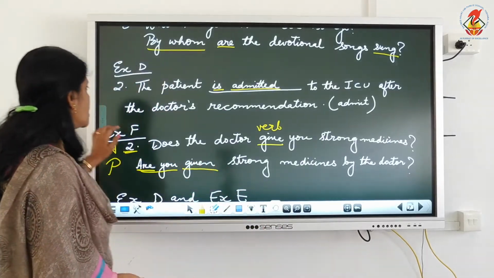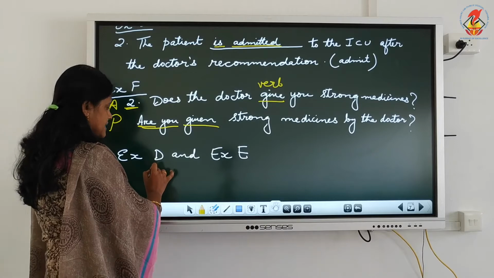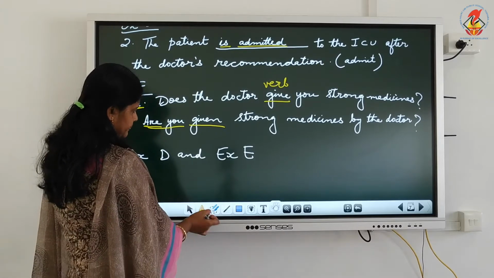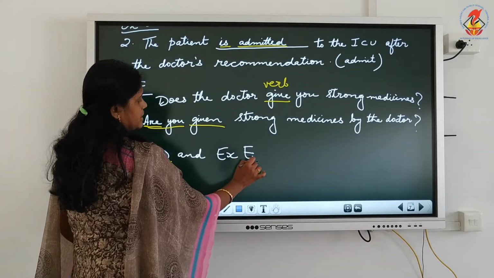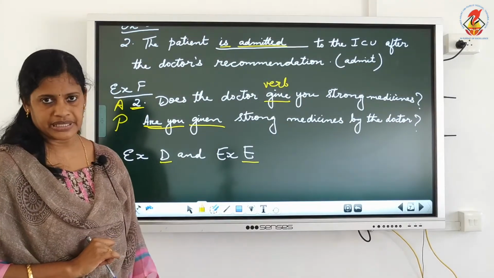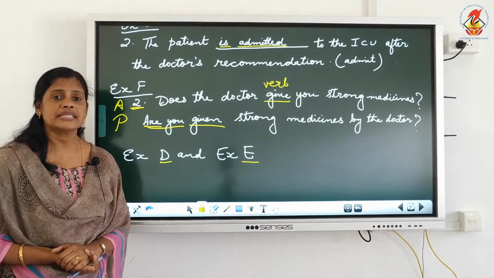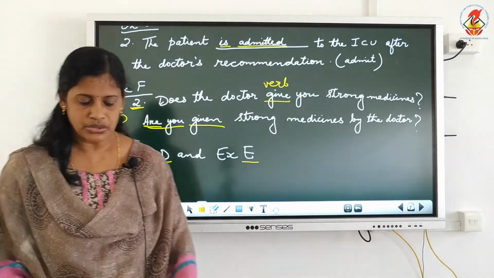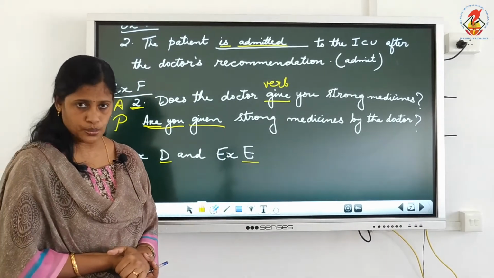So, here after the simple present, you have to do exercise D and exercise E you have to complete. Okay children, so what is the rule for simple present? Is am are plus the past participle form of the verb. Okay.